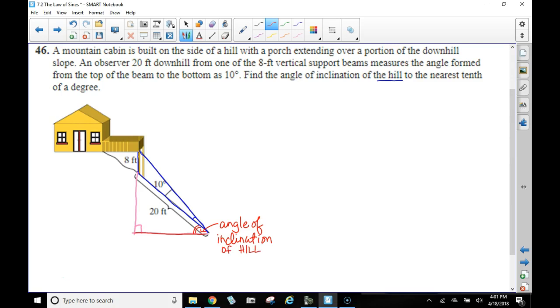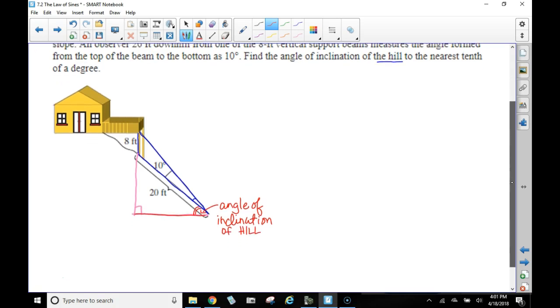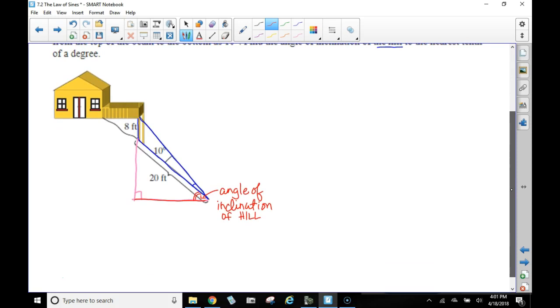All right, well, let's see. In that right triangle, we're trying to find this angle of inclination, and all we know is that the hypotenuse of that right triangle is 20 feet. So we really don't have enough information. We need one other leg length maybe, or we need another angle. Another angle would be nice.